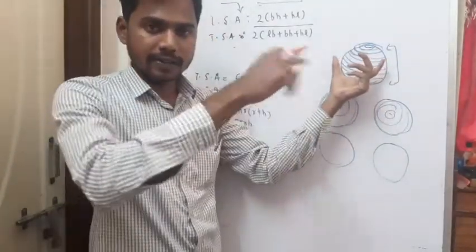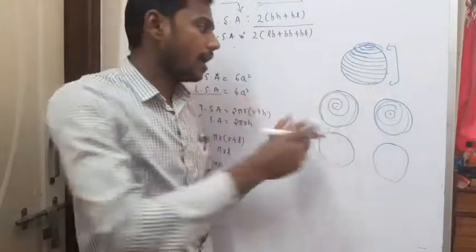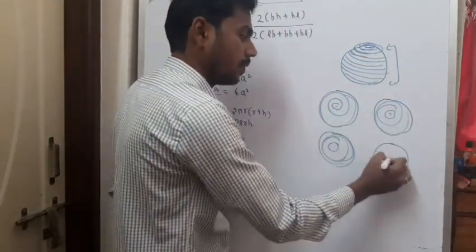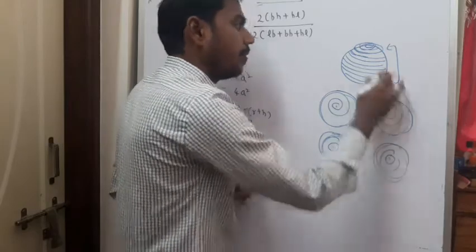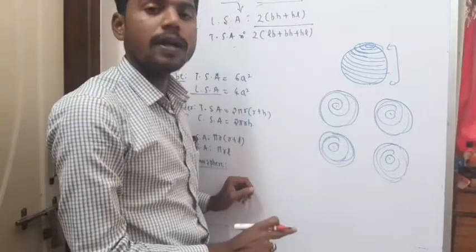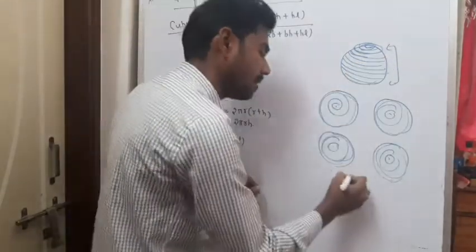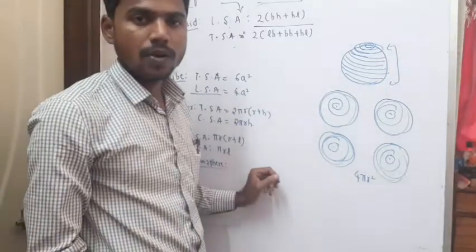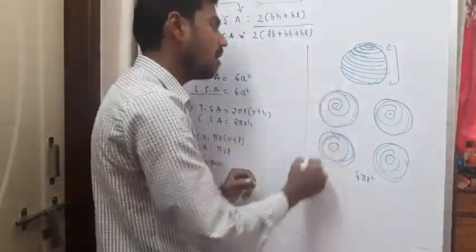Whatever thread has covered, take out that thread and try to cover these 4 circles. Cover these 4 circles, and whatever thread is there completely covers the 4 circles. What does it mean? The area of a sphere is equal to 4 pi r square. In this experiment, what did we find?